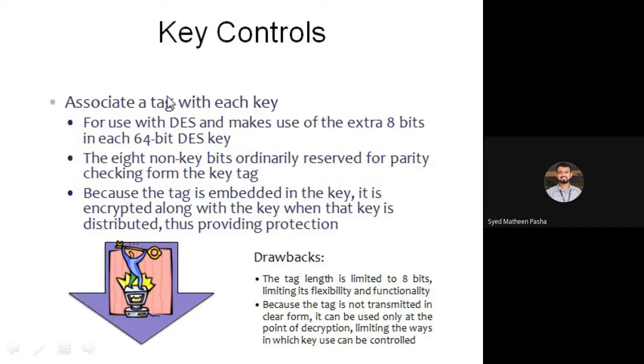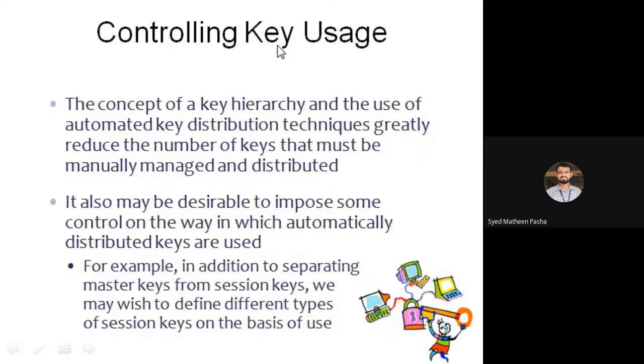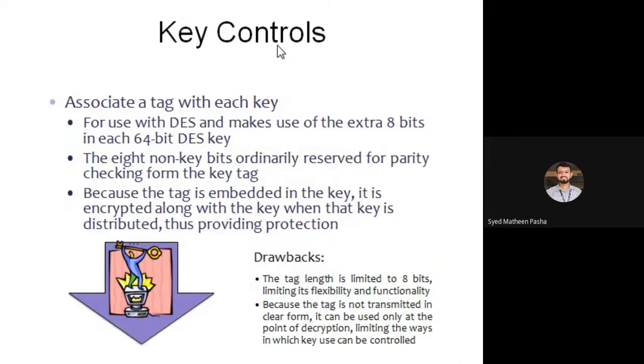There are some drawbacks with respect to key controls: an associated tag with each key. So this was the concept of controlling key usage. Now we'll see how the keys are actually controlled. Here your DES algorithm comes into existence. With the help of the DES algorithm, this is taken as a tag here. Tag in the sense, whenever you are passing a key, it will move on with a tag, representing that particular key. I am representing the key with a tag.